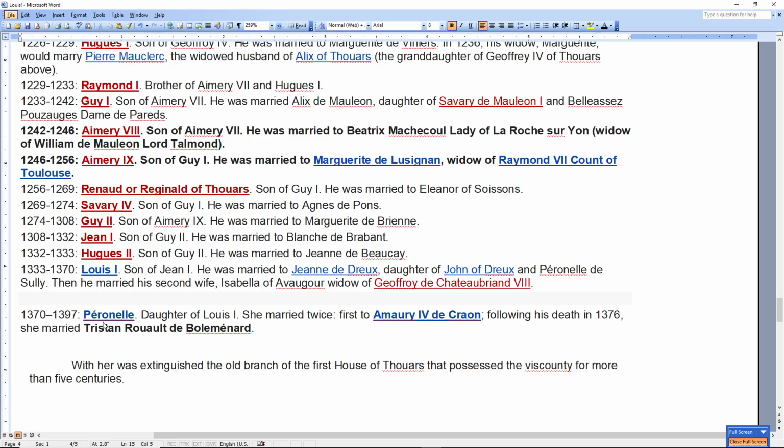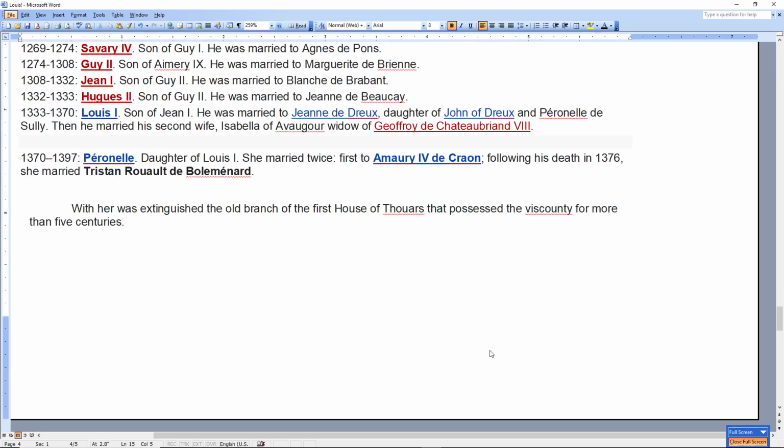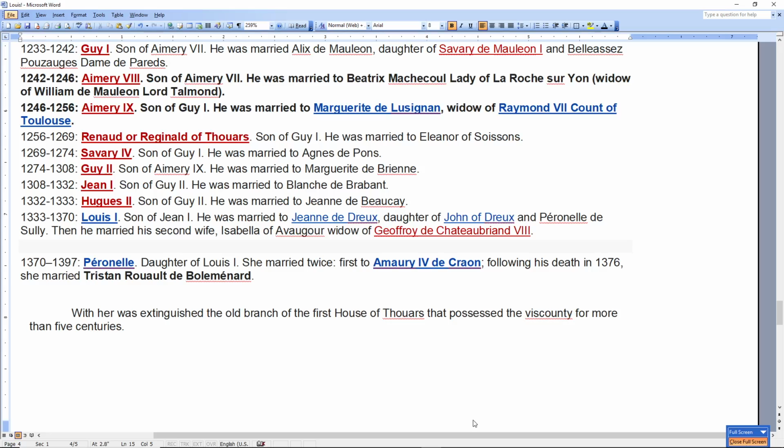So you can see here, this is his daughter. He was the last. It was extinguished. The House of Thouars was ended after his daughter. He was the last of the male progenitors of the House of Thouars. So that's what I have with this guy.